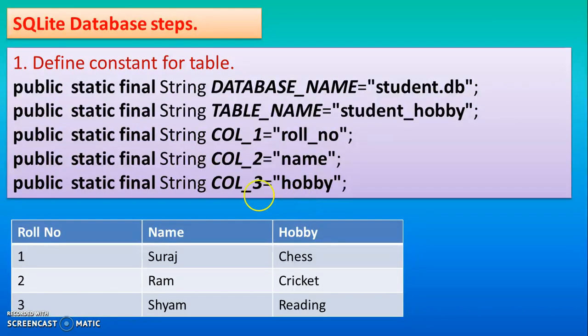Next are the SQLite database steps. The first step is to define constants for the table. Suppose you are creating a table which has 3 columns. So ultimately you must have a total of 5 constants: one for the database, second for the table, and the remaining 3 for the columns. Like we use here column 1, column 2 and column 3. The first one represents roll number, then name and hobby. In this way you have to use the constants.